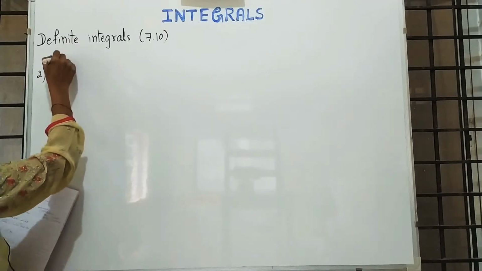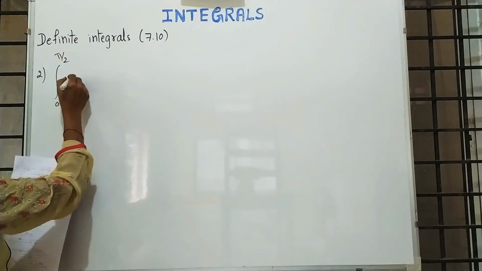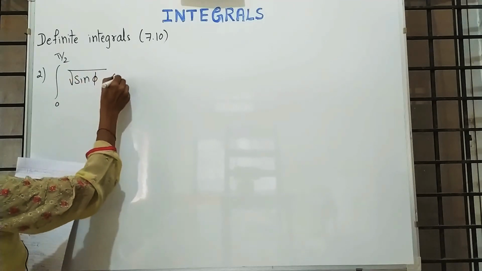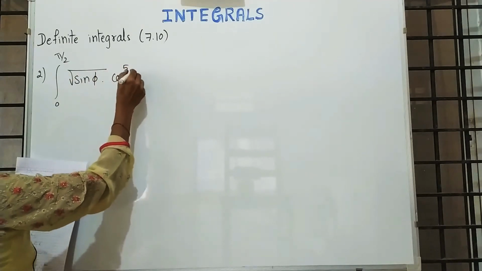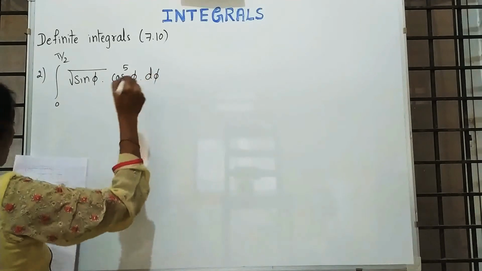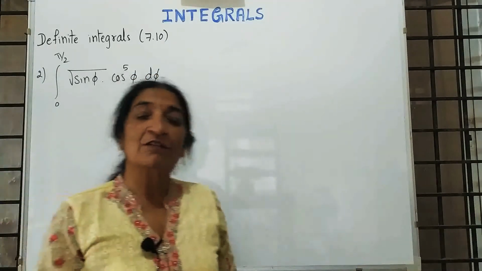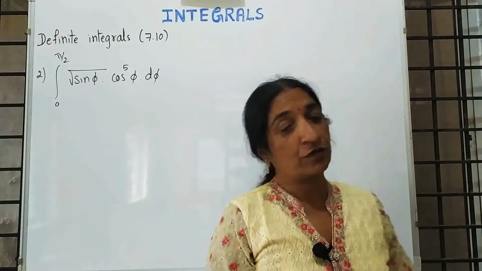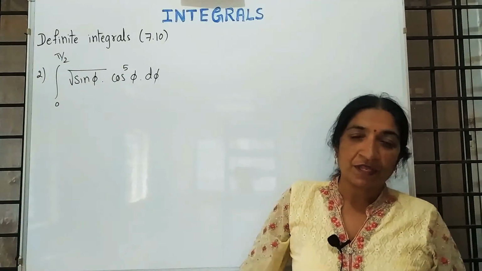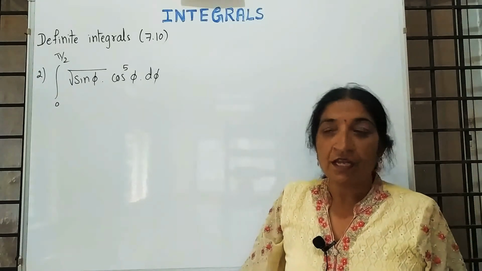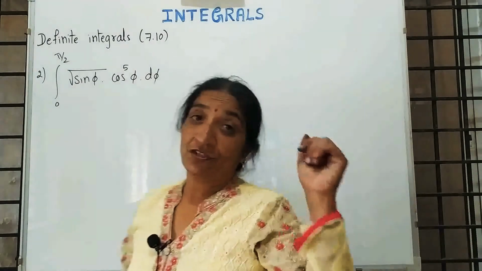Integration from 0 to pi by 2 root of sin theta cos raised to 5 theta into d theta. Here, differentiation of sin gives you cos but not cos raised to 5, and differentiation of cos gives you sin but not root sin. At that time you have a tension about what to do.